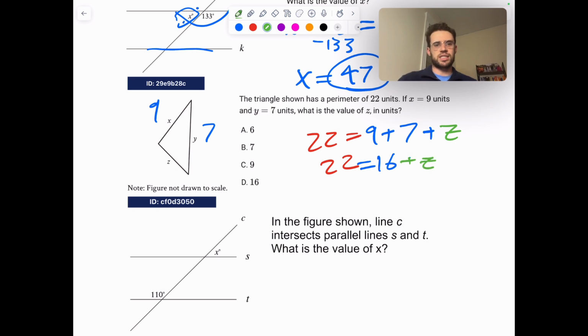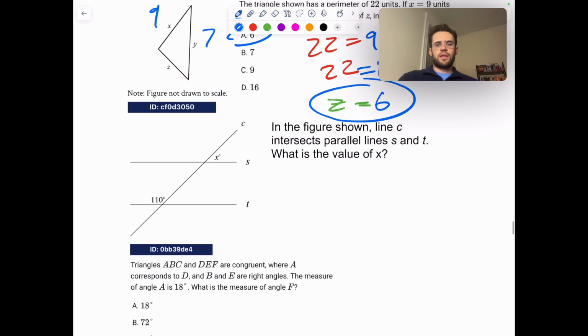You could also subtract 16 from both sides. Either way, 22 minus 16 will also give you 6. All right, so z is 6. And just to check it, you could do 6 plus 9 is 15, plus 7 is 22. In the figure shown, line C intersects parallel lines S and T. What is the value of x?